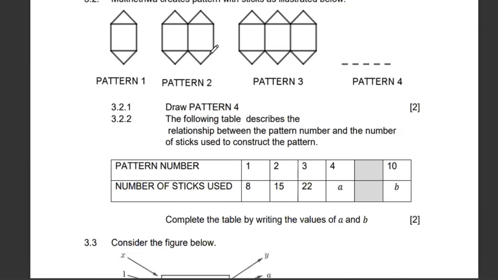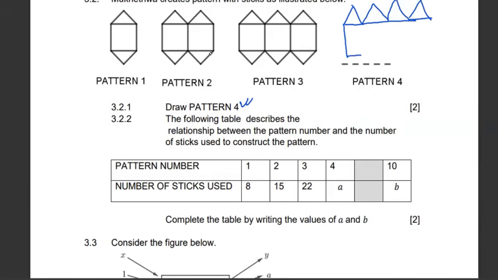Then 3.2, this person creates a pattern with sticks as illustrated below. They want us to draw the 4th pattern. So the 4th pattern is going to be 4 zigzag lines. So 2, 3, and 4.